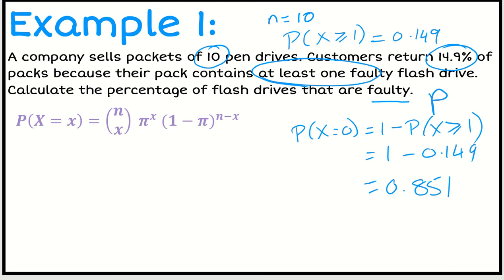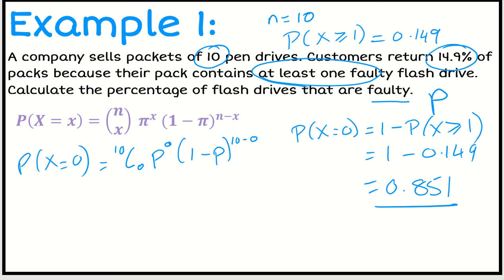Now what I need to do is use my formula. The probability x is equal to 0: n is 10, so 10 choose 0, times the probability, which I don't know, to the power of 0, times 1 minus the probability to the power of 10 minus 0. Let's see if we can simplify this a little bit. I know the probability x equals 0, that's 0.851. So let's put that in place.